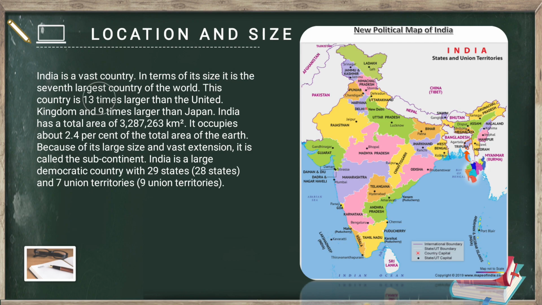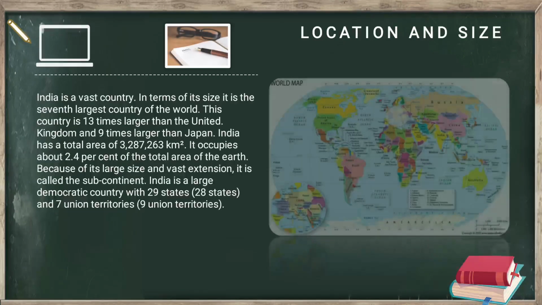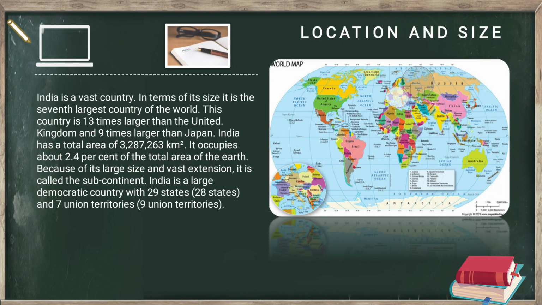All around the world, India is the 7th largest country. The first, the biggest one, is Russia. Let's see the world map. See, the biggest one is Russia. After that comes Canada, the second largest. Then third we have China, fourth USA. Fifth is Brazil, and sixth is Australia. And after Australia comes India, in terms of size, in the land area.